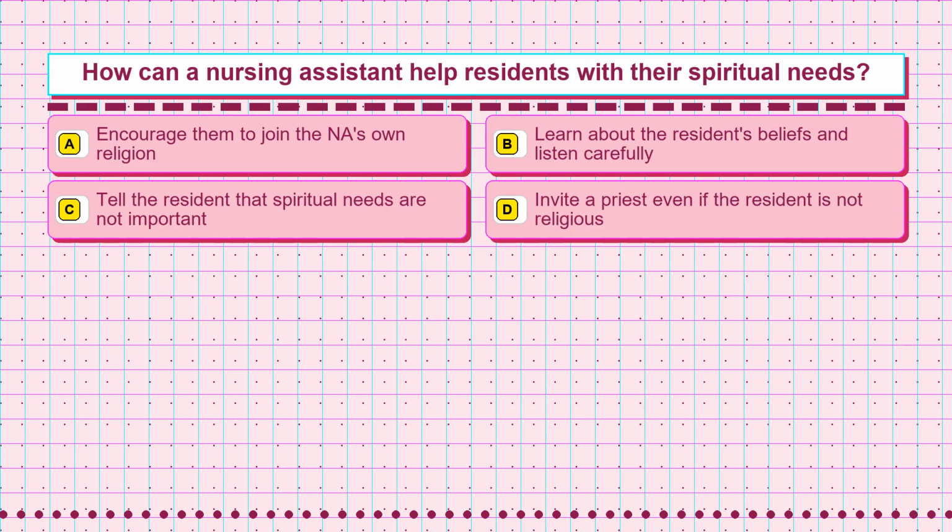Question 68. How can a nursing assistant help residents with their spiritual needs? Option A. Encourage them to join the NA's own religion. Option B. Learn about the resident's beliefs and listen carefully. Option C. Tell the resident that spiritual needs are not important. Option D. Invite a priest even if the resident is not religious.